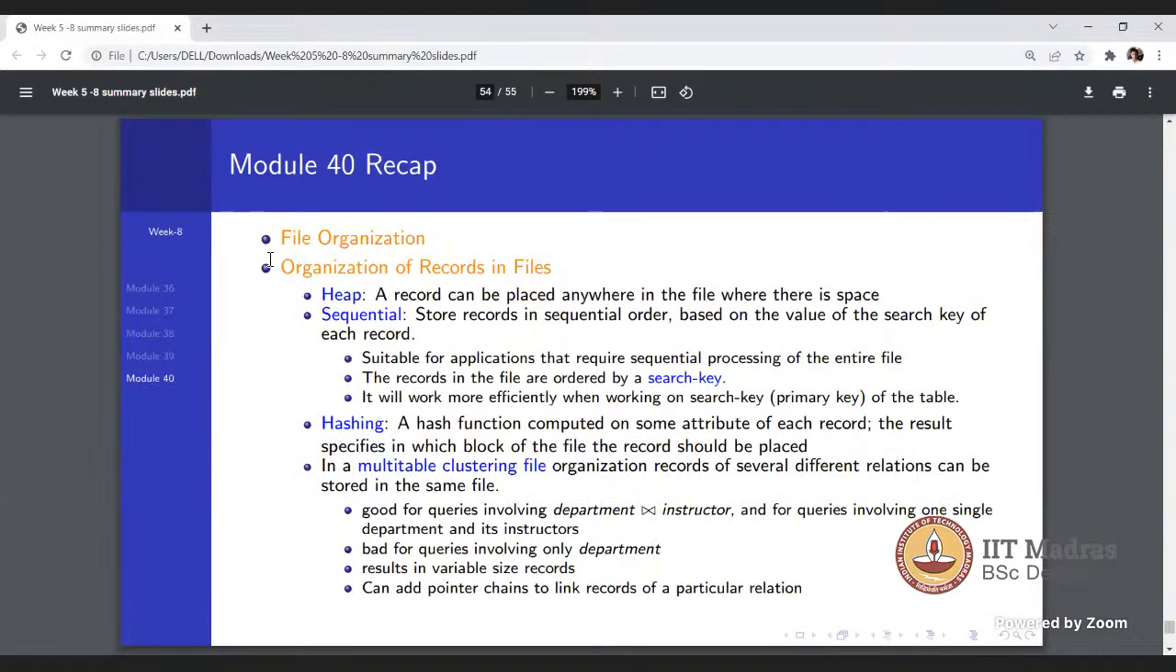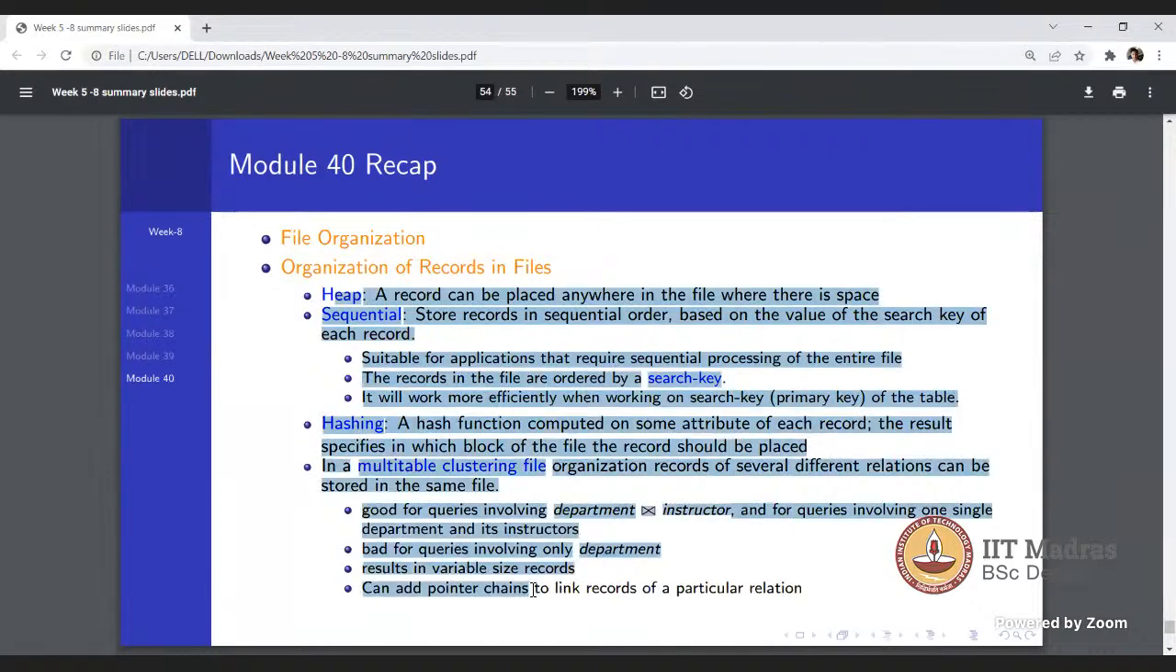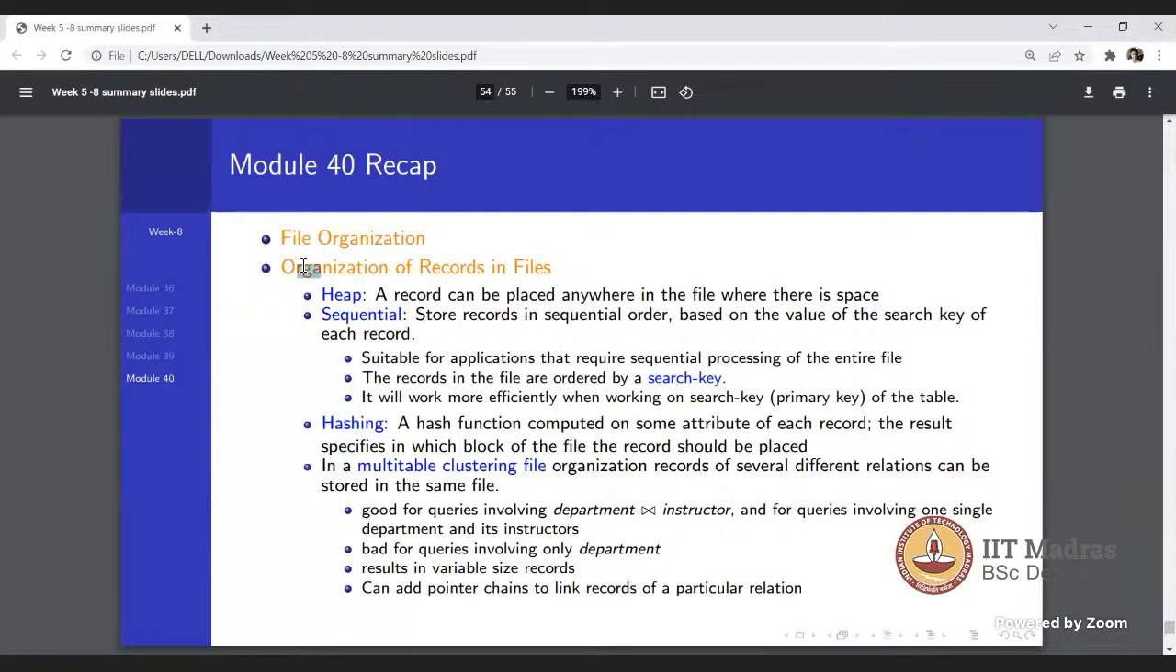This is the last slide, about organization and recording the files. Please go through this content. We have consolidated all the important points here. So that's it from the summary slide. Please go through it once. It will be very useful for you.